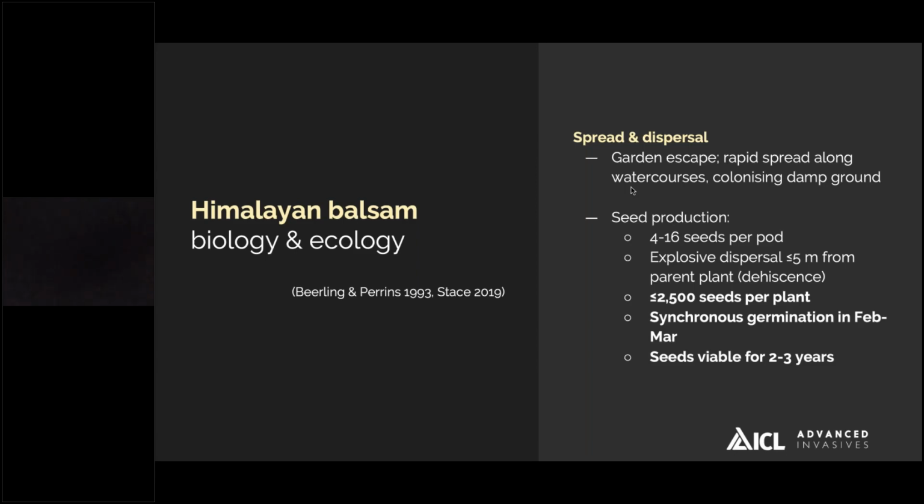Now, in terms of the seed production per plant, you're looking at around 2,500 seeds, and that's a huge number of seeds, really. And when you think about how densely packed those balsam plants are in situ, it's a lot of seed that's going to be remaining in the ground for up to, well, 2 to 3 years, although the evidence underpinning that is a bit patchy.